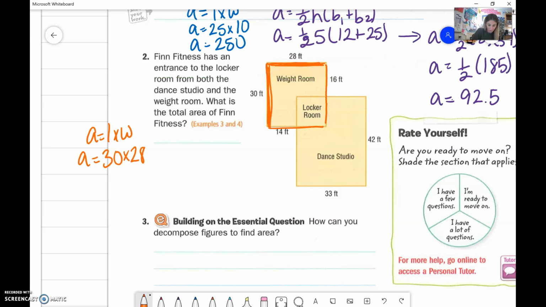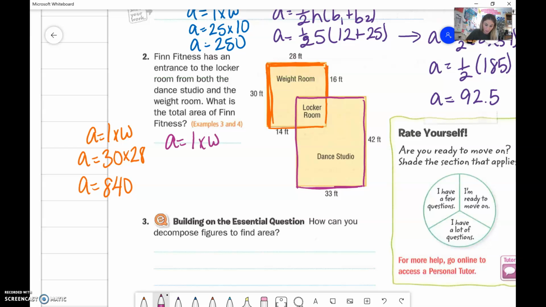Again, you have to look for the perpendicular signs. We're not going to take 6 and 14 because that only goes from here. We have to take the length of the whole area and the width of the whole area. So when I take 30 times 28, I get 840. And now, switching colors, let's take a look at the area of this right here. So area equals length times width. There's my length of 33 times my width of 42. When I get the area of that, I get 1,380.